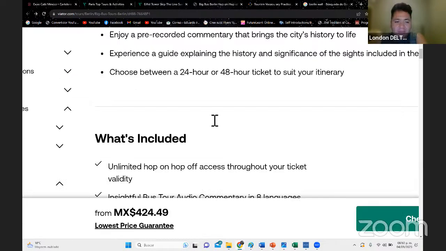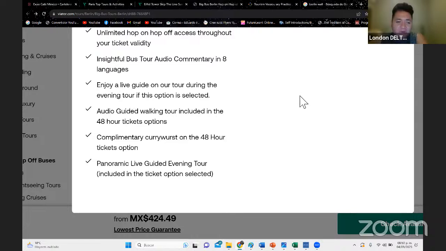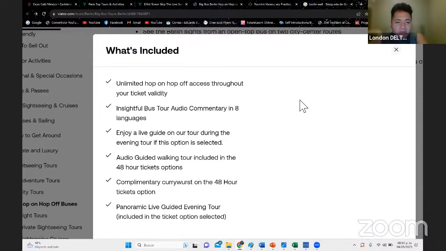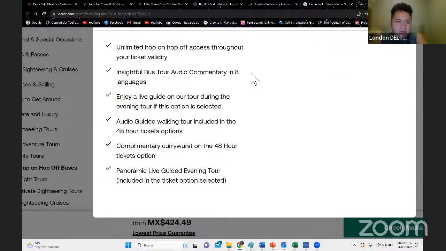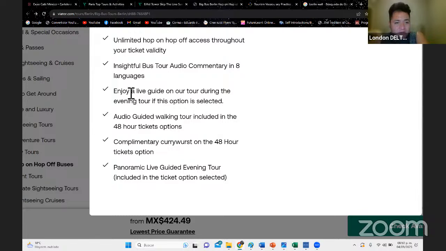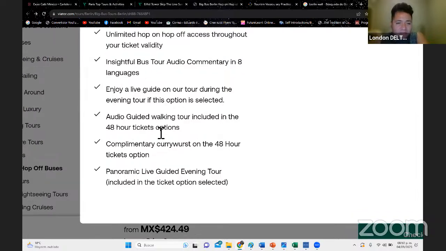Okay, very well. So, what's included, what's not included, right? You have only immediate hop-on, hop-off access throughout your ticket validity. Así que durante el tiempo que es válido el ticket, te puedes bajar y subirte al autobús lo que necesites. Insightful bus tour commentary, como interesantes audios con explicación de la ciudad, right? In 8 languages, maybe there's a Spanish or English. Live guide, guía en vivo, right? Audio guided walking tour, con audios, right? Guía con audios. Complementary currywurst on the 48-hour ticket option.